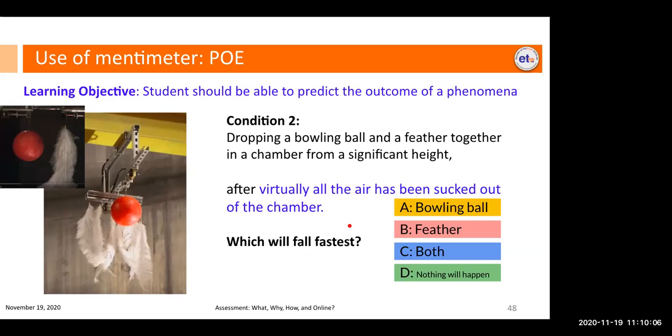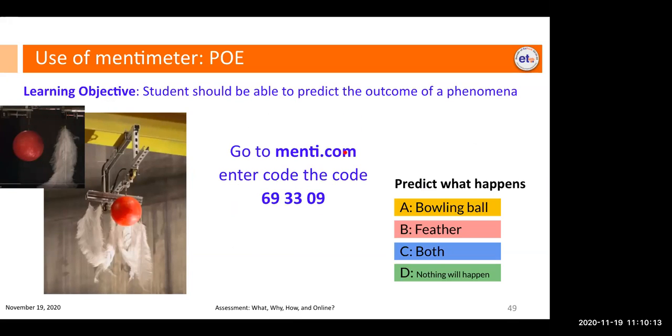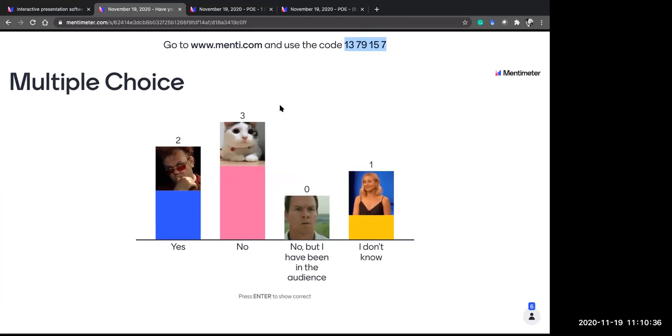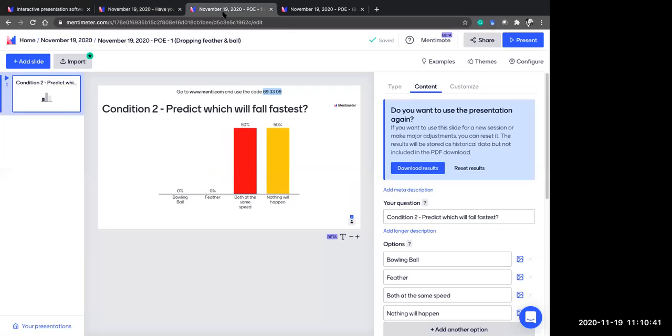This time you are not supposed to respond in the chat box. Rather, I want you to use menti.com and this time enter this different code, 693309, and give your responses. I will not be reading your responses in the chat box. I would be looking for your responses in Mentimeter. Okay. So there is no excuse for not participating in this particular activity.